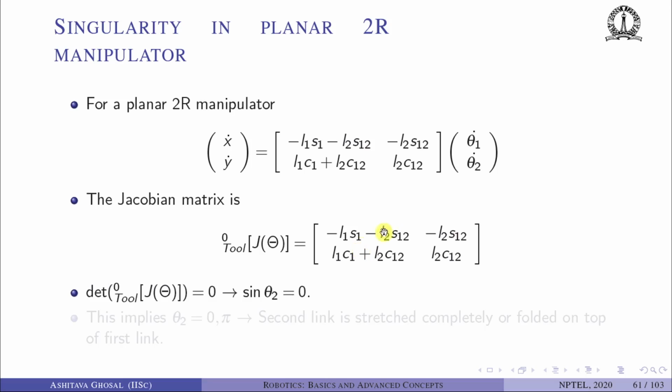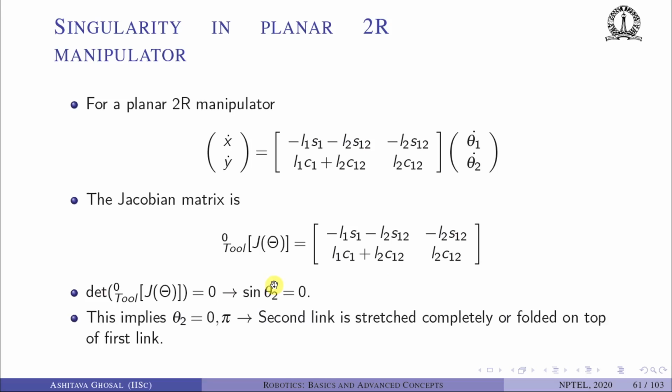So the determinant of this can be easily computed, this into this minus this into this, and it turns out that the determinant is 0 when sine theta 2 is 0. The determinant will simplify to simple sine theta 2, and this is 0 when theta 2 is 0 or pi. So basically the determinant of the Jacobian is 0 when theta 2 is 0 and pi. And what is 0 and pi?